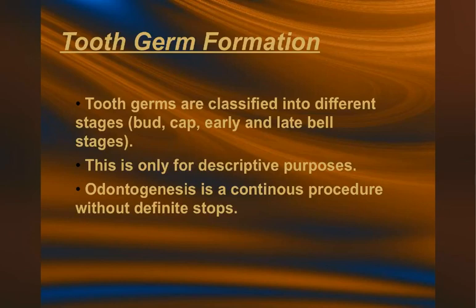This is only for descriptive purposes, as odontogenesis is a continuous process without different stops. So sometimes you see sections where the shape is in between two stages. For example, in some slides the end of the dental lamina is between an oval structure and a cap. It's a transitory stage because this is a continuous process. It doesn't change abruptly from bud to cap. There is always something in between.